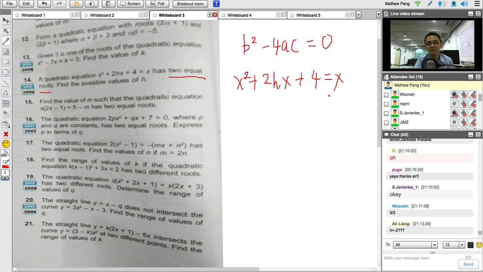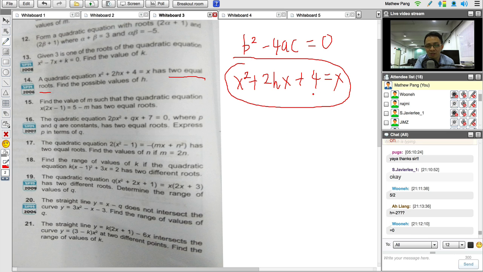A lot of students will straight away do... cannot. You need to take out ABC. You must always make sure this quadratic equation is in the general form already. This is not general form. Why I say it's not general form? Because general form must be ax squared plus bx plus c equals to 0. This is not equal to 0. This one is equal to x. So this is not general form.